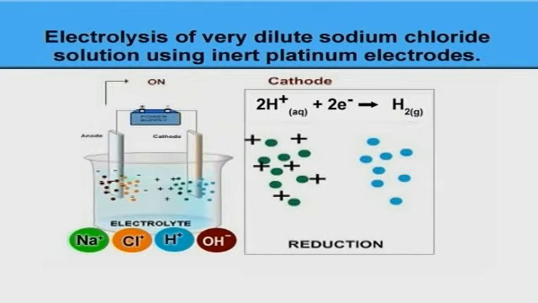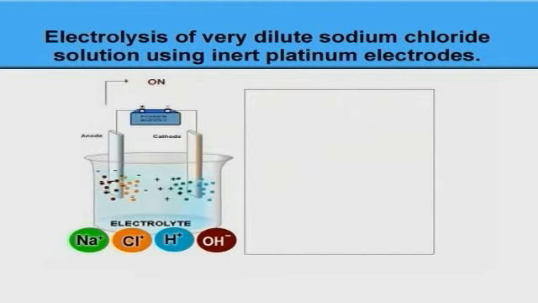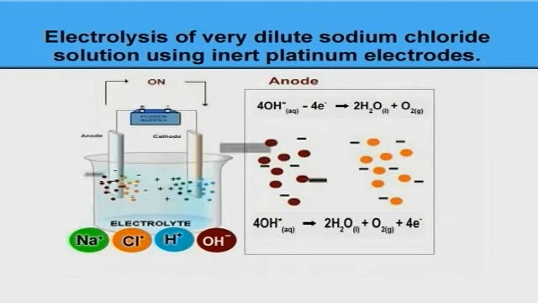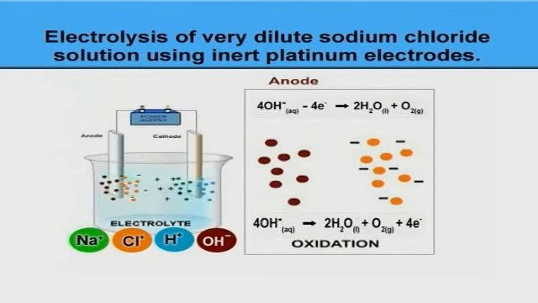and that is reduction. At the anode, both hydroxide and chloride ions migrate to the anode. The hydroxide ions will be preferentially discharged since the chloride ion concentration is low. Moreover, hydroxide ions are lower in the electrochemical series and require less energy. The hydroxide and chloride ions are very close in the electrochemical series, and the chloride ions would only be discharged in very dilute solutions. 4 moles of hydroxide ions lose 4 moles of electrons to give 2 moles of water and 1 mole of oxygen gas.